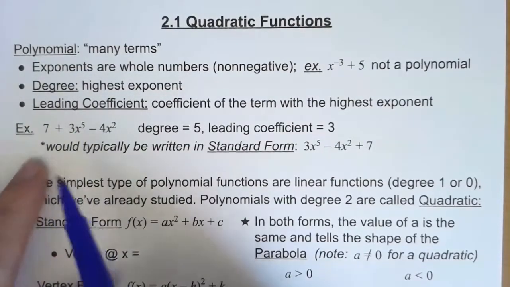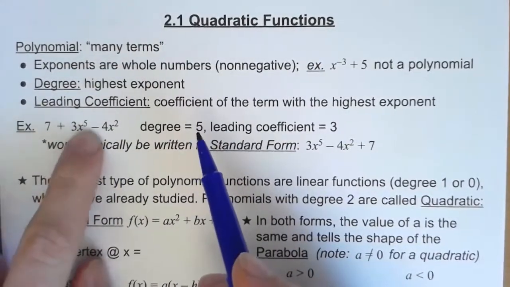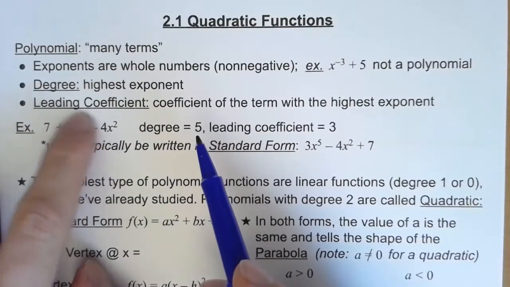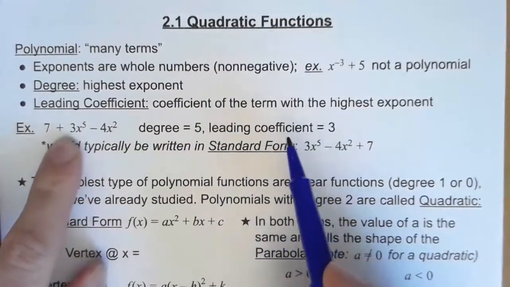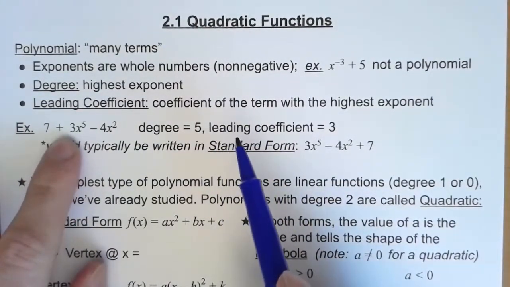So degree is the highest exponent. So for this one here, that would be 5. And then the leading coefficient is the coefficient, the number in front of that term. So you find your degree, and then you look at that term, and the coefficient is the leading coefficient. The reason we call it the leading coefficient is because normally that leads the polynomial.